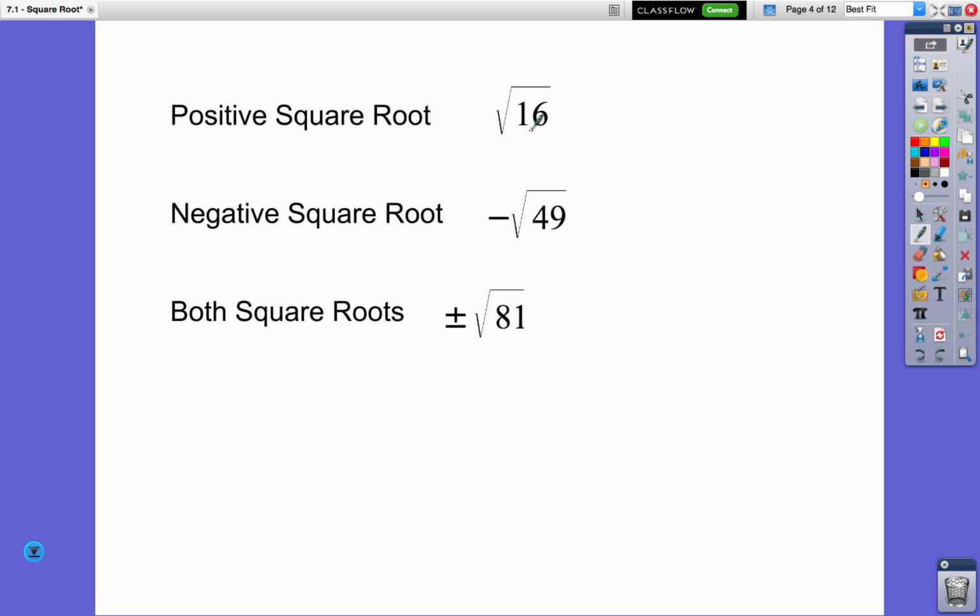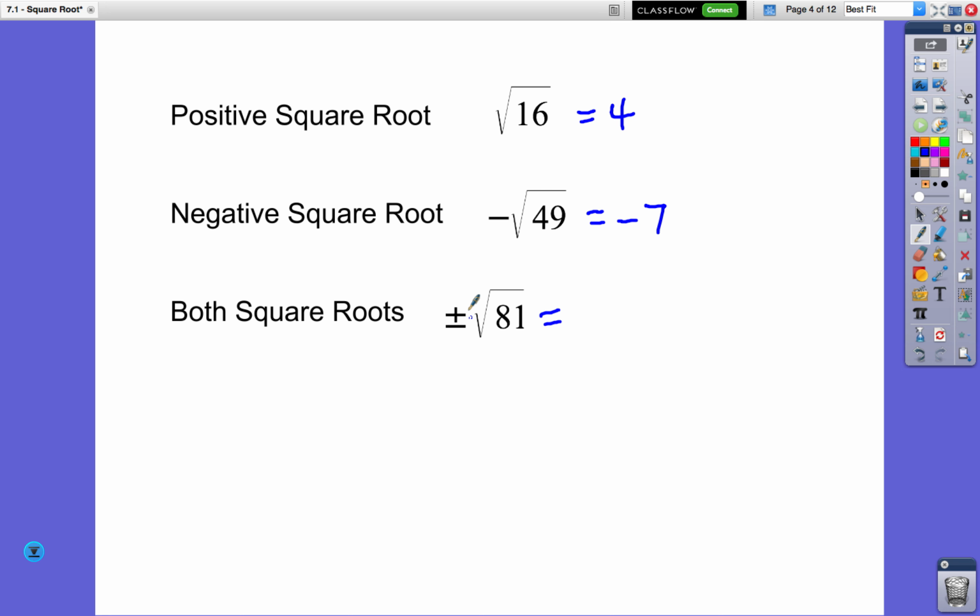If you see a problem where they're just using the radical symbol with your number, they're asking for the positive square root. In other words, what is the positive answer to the square root of 16? It's just 4. But in other cases, we actually need the other answer, the negative answer. So you'll see the negative square root. You'll see a negative symbol, a radical symbol, and then the number in question, which is 49, and that would be negative 7. And in fact, in some cases in math, we actually need both answers.